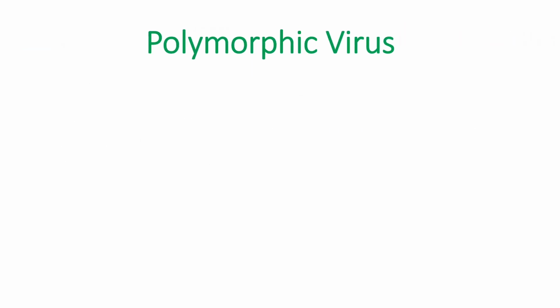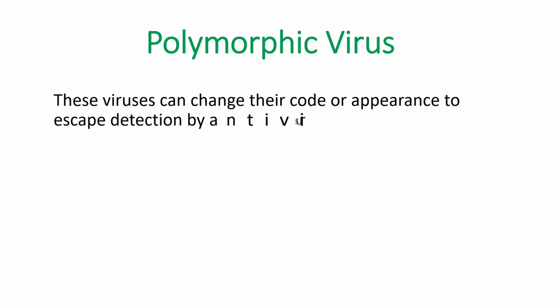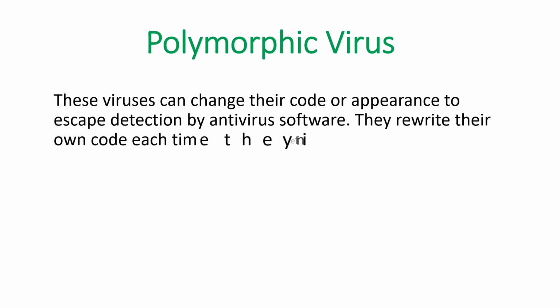Finally, let me tell you about the polymorphic virus. These viruses can change their code or appearance to escape detection by antivirus software. So they are very dangerous computer viruses that can change their code in order to hide from the antivirus software. They rewrite their own code each time they infect a new file or system. So it is difficult for antivirus software to detect such type of virus.